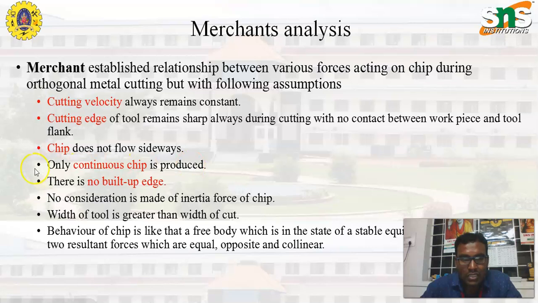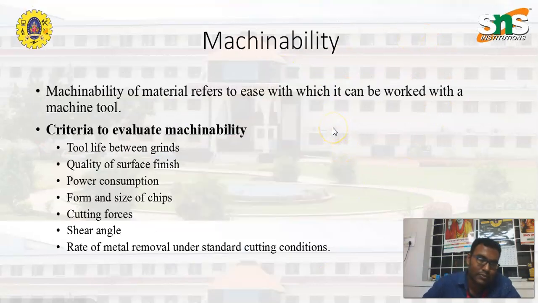The next assumption is that only a continuous chip is produced during the machining process, and there is no built-up edge on the chip. No consideration is made of the inertia force of the chip, and the width of the tool is always greater than the width of the cut. And the chip behaves like a free body in a state of stable equilibrium due to the action of two resultant forces which are equal, opposite, and collinear. These are all the assumptions of the Merchant analysis.